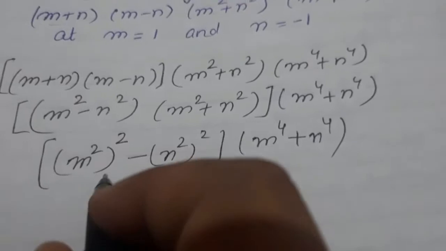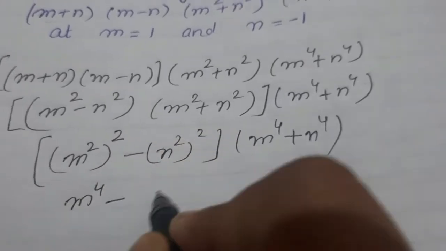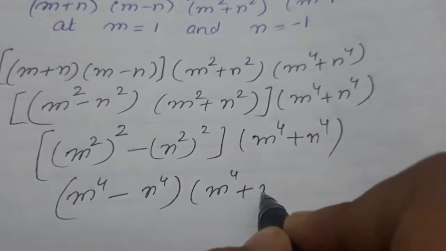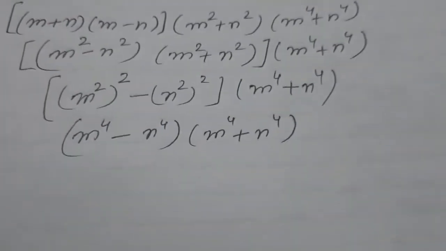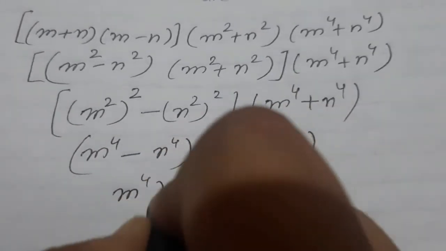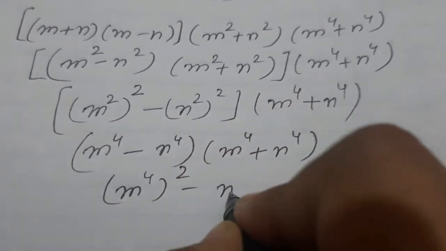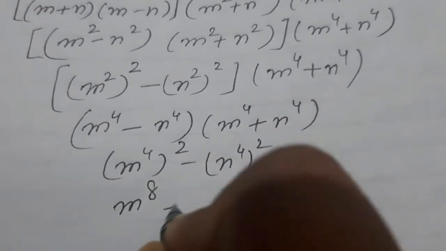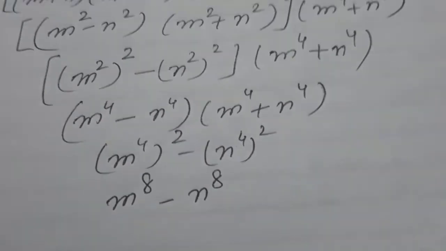Now it will come out to be m raised to power 4 minus n raised to power 4 into m raised to power 4 plus n raised to power 4. Again we will use here the third identity, so it will come out to be m raised to power 4 square minus n raised to power 4 square. That is m raised to power 8 minus n raised to power 8.